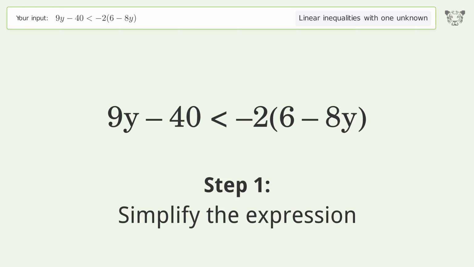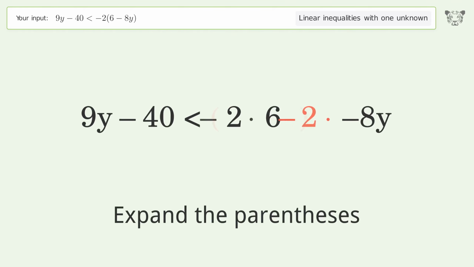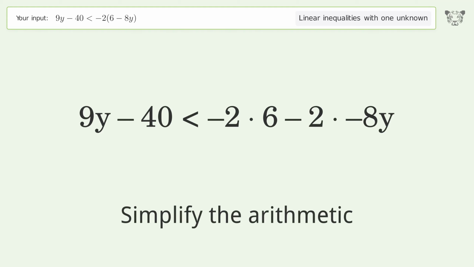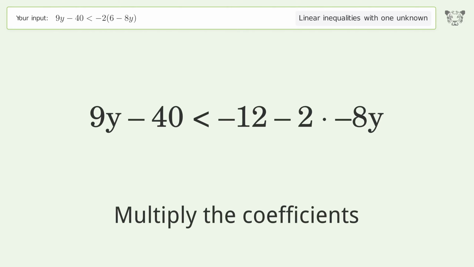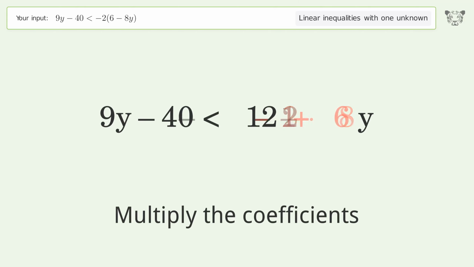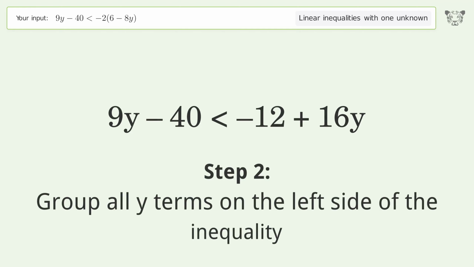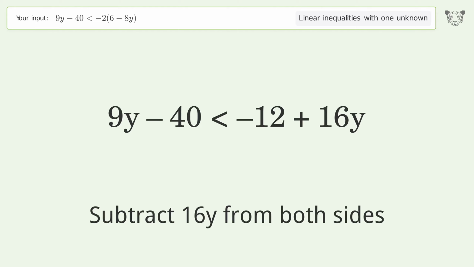Simplify the expression. Expand the parentheses. Simplify the arithmetic. Multiply the coefficients. Group all y terms on the left side of the inequality. Subtract 16y from both sides.